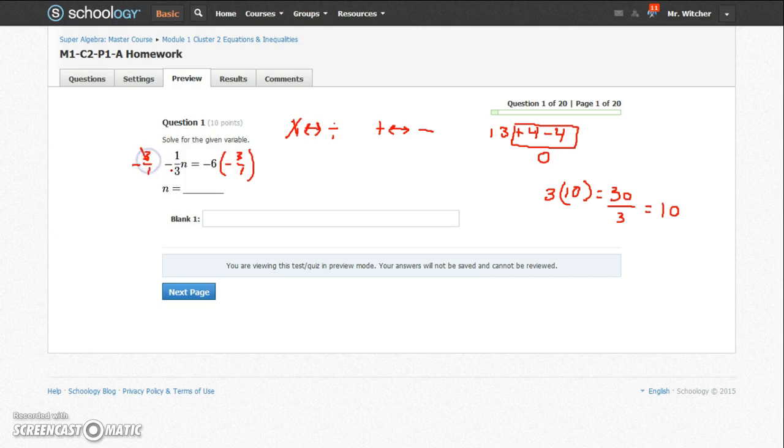Three divided by 3 is 1. 1 divided by 1 is 1. 1 times n is just n. So we've isolated n. The two negatives become a positive. Then over here, I make negative 6 into a fraction by putting it over 1. 1 times 1 is 1. Negative 6 times negative 3 is positive 18. 18 divided by 1 is just 18. And we have answered our first question.